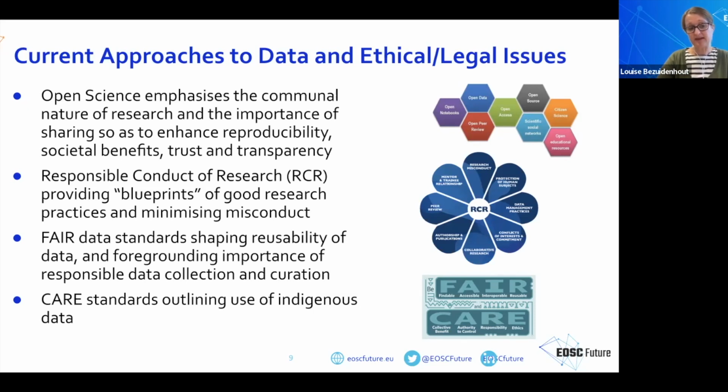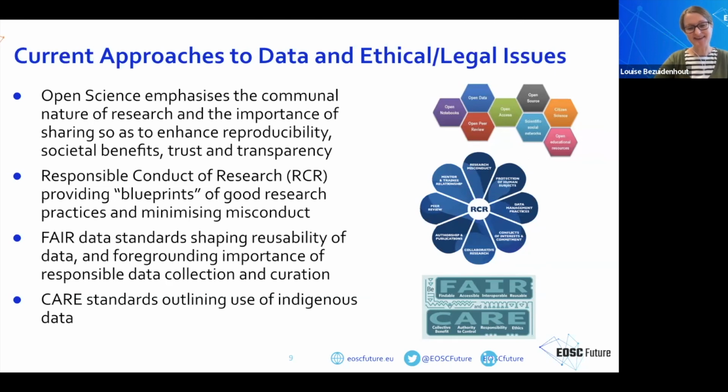Open science is, of course, linked to responsible conduct of research. This is a framework that provides, in a way, a blueprint of what good research practices should look like and how to minimize misconduct. I think for misconduct, most of you will be familiar with what we call the FFP misconducts, which is fabrication, falsification, and plagiarism, as the big, if you would say, no-nos of research.